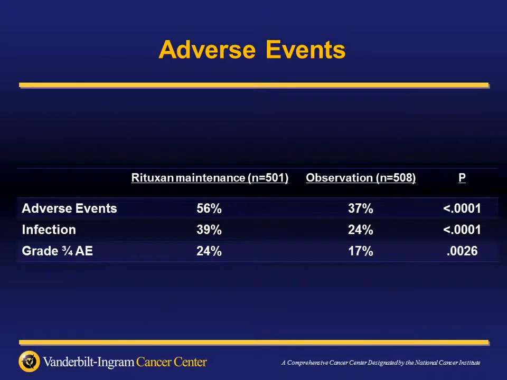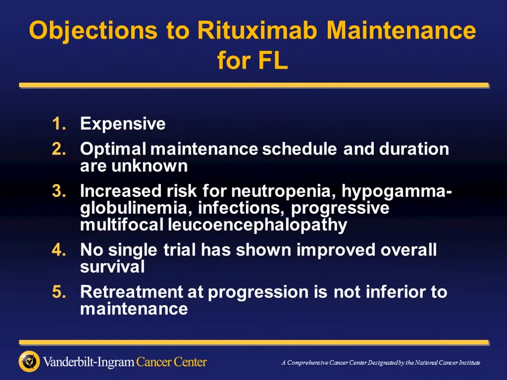And if you start to look at adverse events in people on Rituxan maintenance, the adverse events were more commonly seen in the maintenance arms, 56% versus 37%. There are more infections, the immunoglobulin levels are down, so there's more sinusitis, more pneumonias, and the grade 3-4 adverse events were also higher at 24% versus 17%.